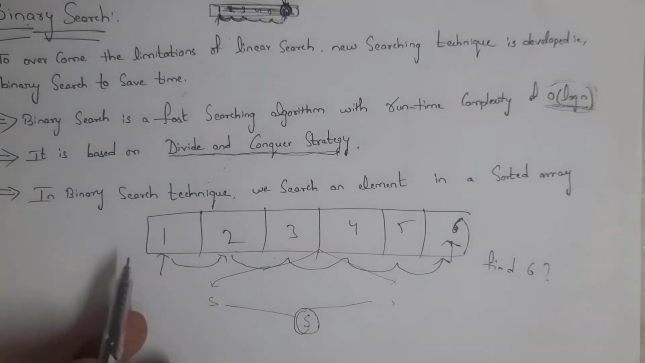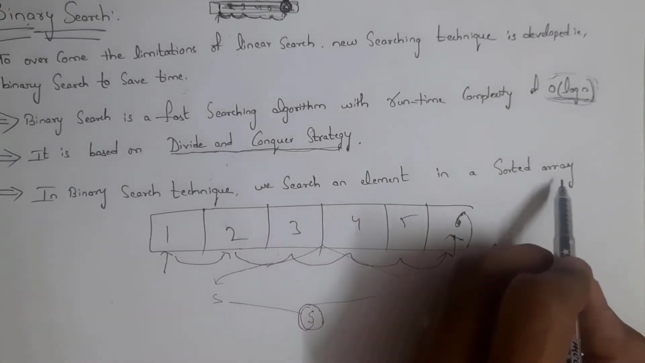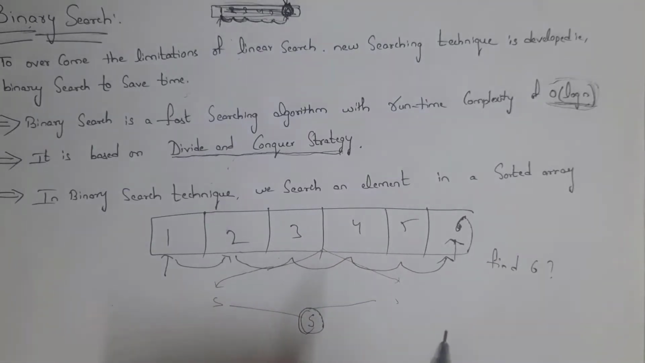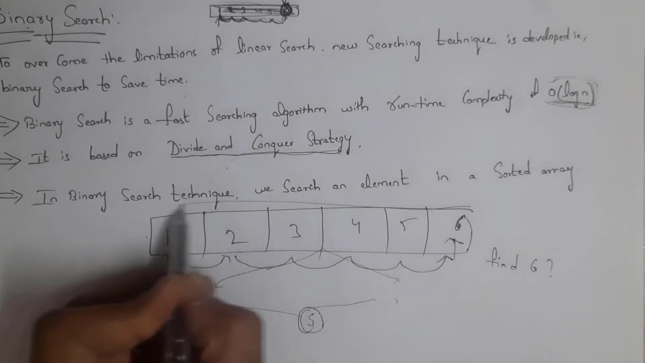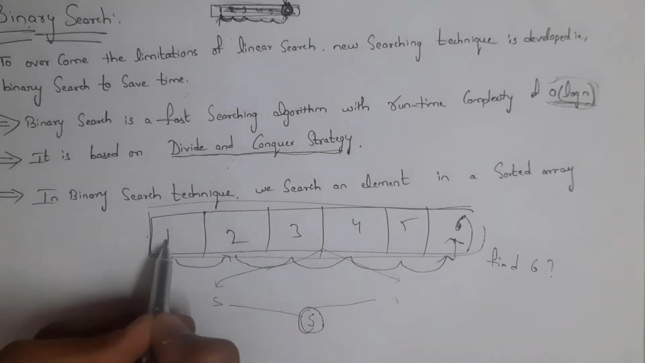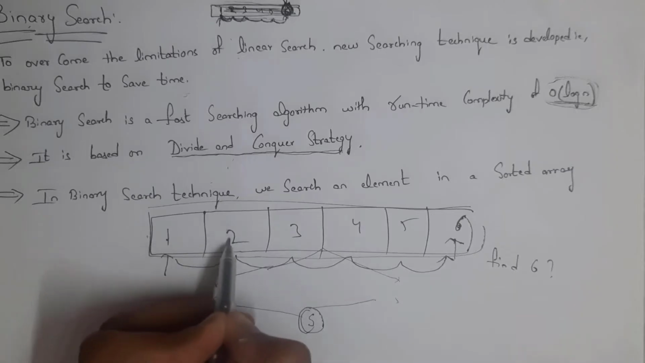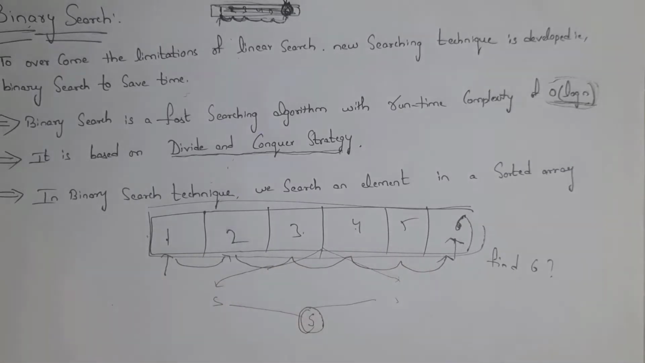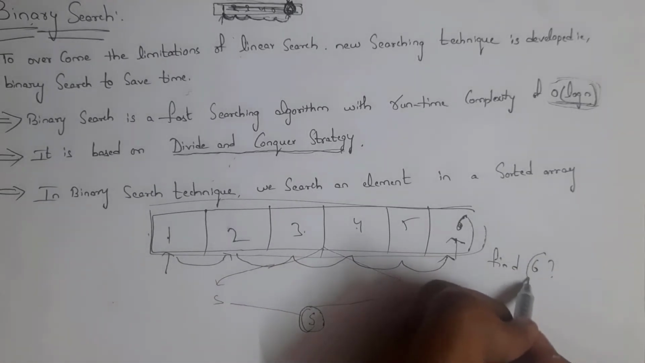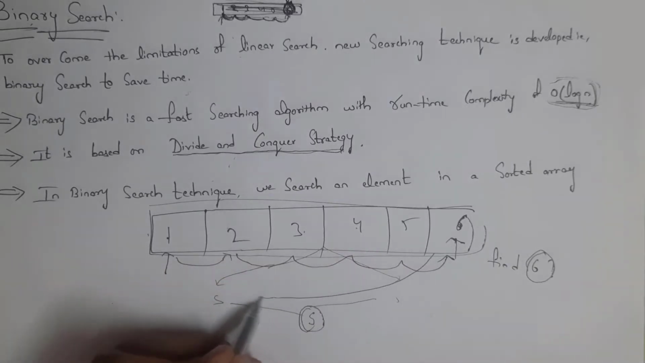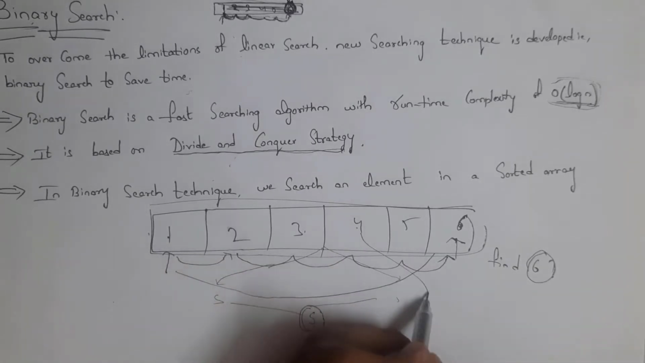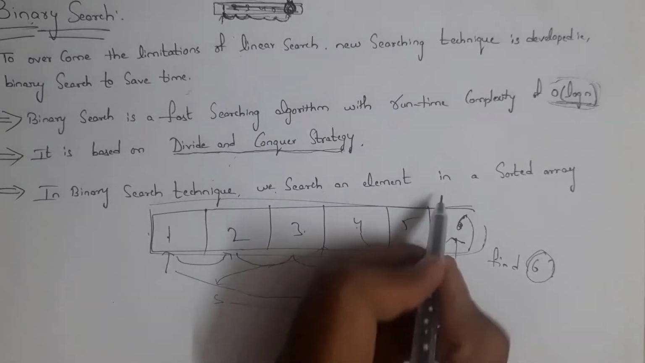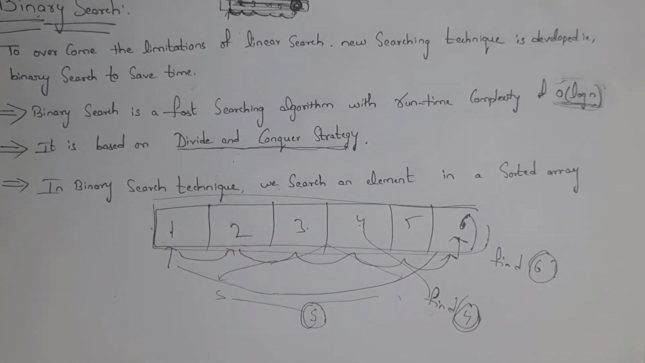In the binary search technique, we search for an element in a sorted array. A sorted array is nothing but elements arranged from small to big. This is a sorted array, because elements are arranged from small to big, that is 1, 2, 3, 4, 5, 6. And we need to find a particular element in this sorted array in binary search. For example, here I want to find element 4. We search for element 4 in the sorted array. This is an example of binary search.